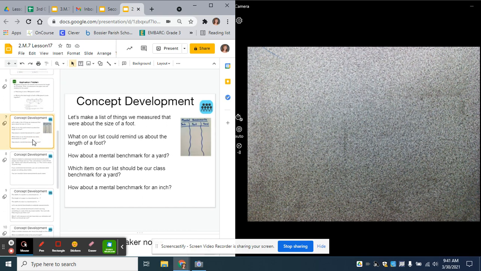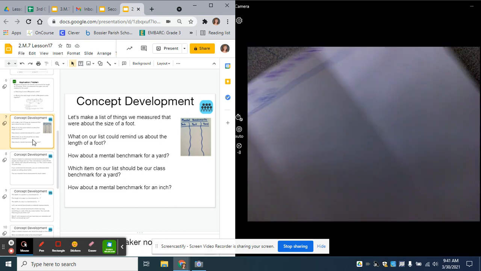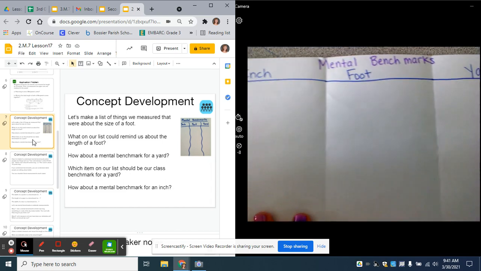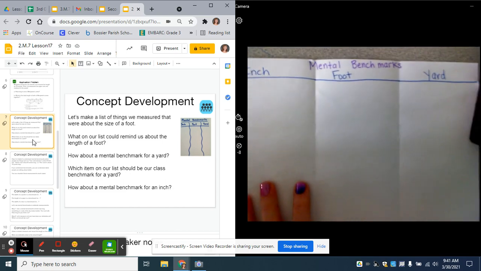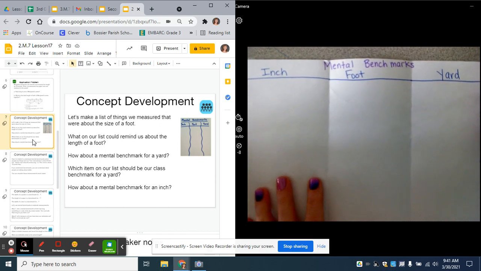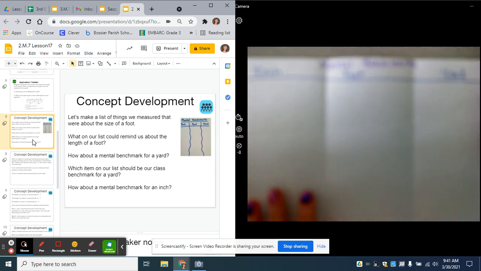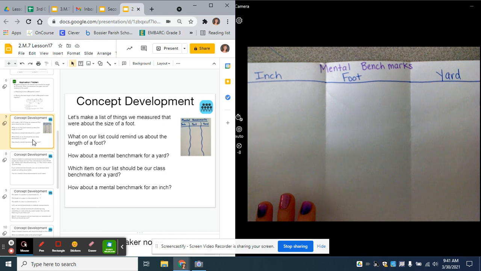All right, so I'm going to make a little chart. We're going to create mental benchmarks. Mental, we know, is using our minds. So we're going to use our minds to help us with our measurements. All right, let's start with foot. What are some items that you know that are about a ruler, which is a foot long?